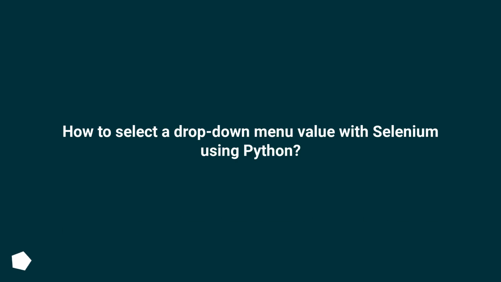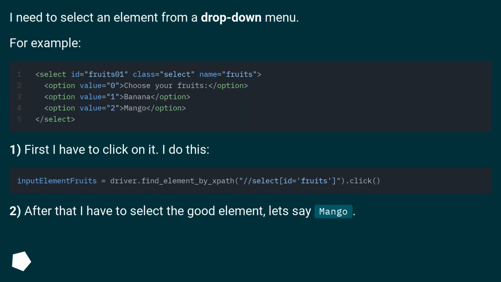How to select a drop-down menu value with Selenium using Python. I need to select an element from a drop-down menu. For example, first I have to click on it. I do this. After that I have to select the good element, let's say mango.